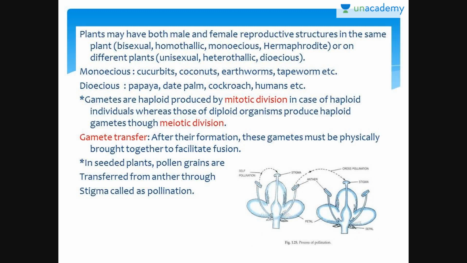Plants may have both male and female reproductive structures in the same plant. They could be called bisexual, homothallic, monoecious, hermaphrodite, or on different plants, which could be unisexual, heterothallic, and dioecious. So monoecious would include cucurbits, coconuts, earthworms, tapeworms. Dioecious would include papaya, date palm, cockroach, humans.